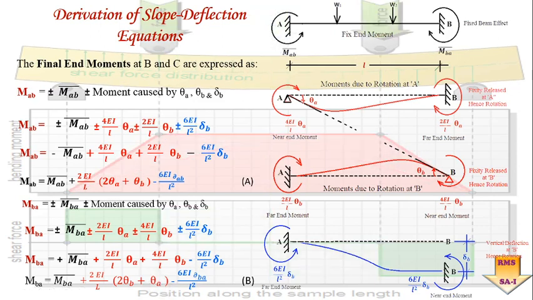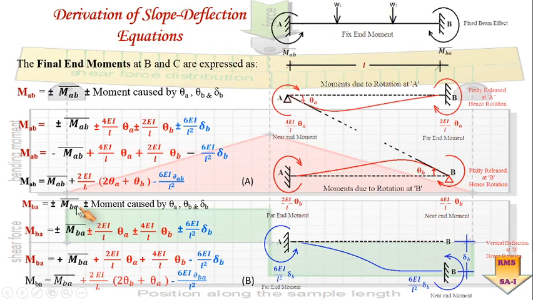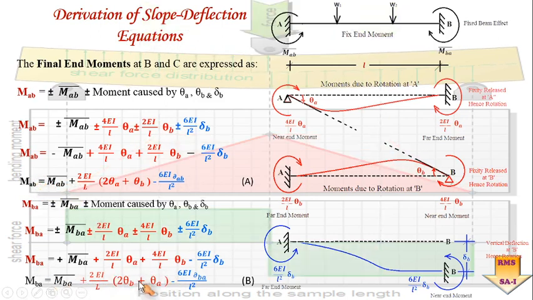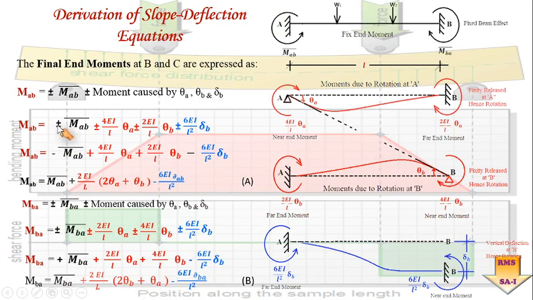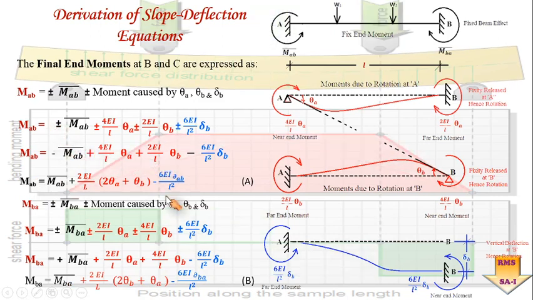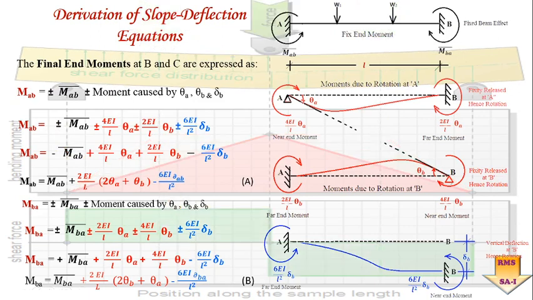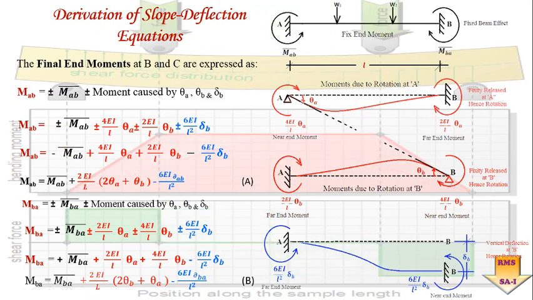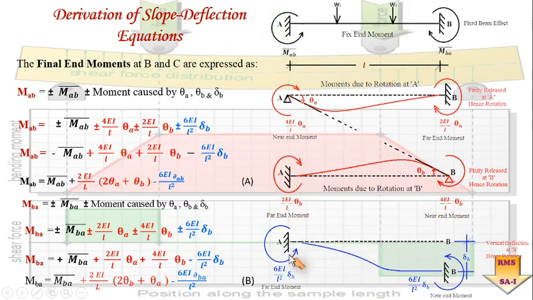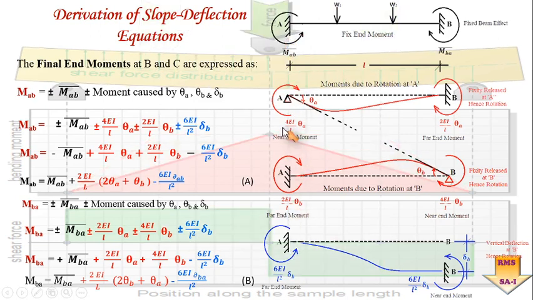Is it okay? Always remember this equation for an individual span, and always remember the sign conventions to be adopted for that individual span. So this is what we can understand for the slope deflection method, and this is how we work out the various final end moments. I hope you all are getting it.